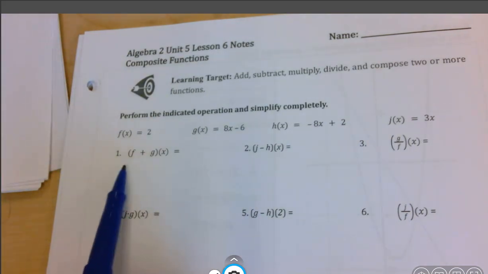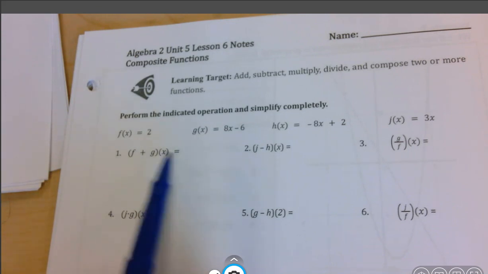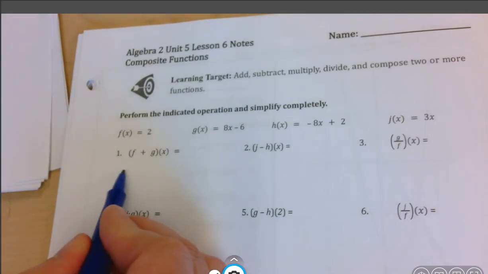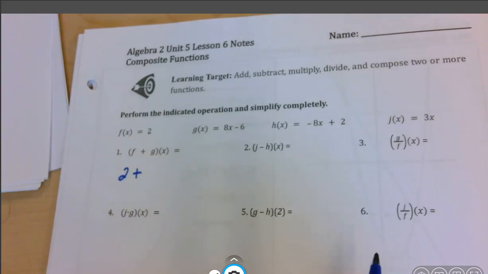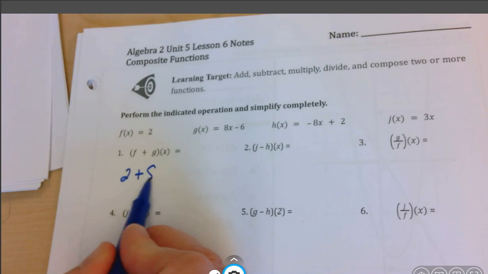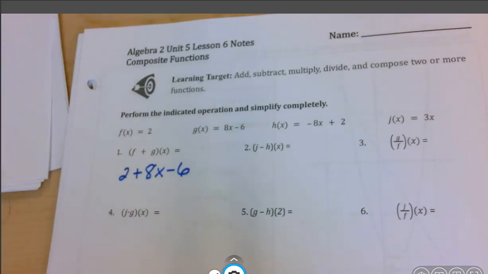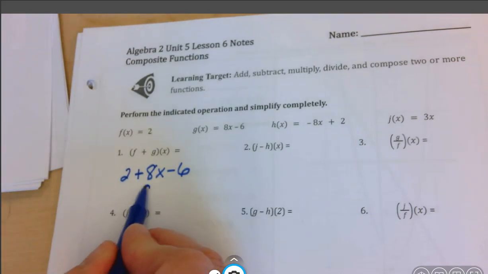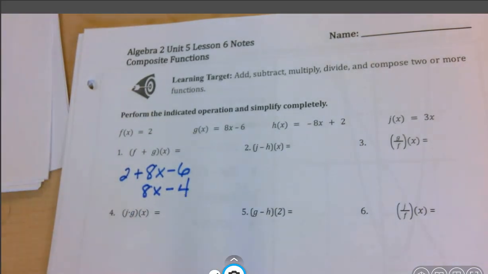In the first one, f plus g of x, we're just adding the two functions together. So f of x is 2, and g of x is 8x minus 6. And then we'll combine like terms and get 8x minus 4.